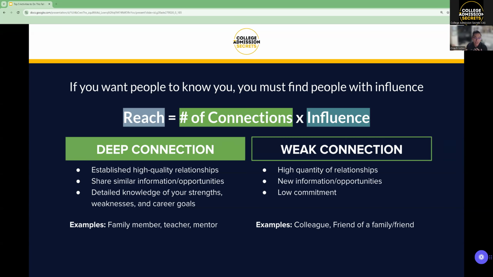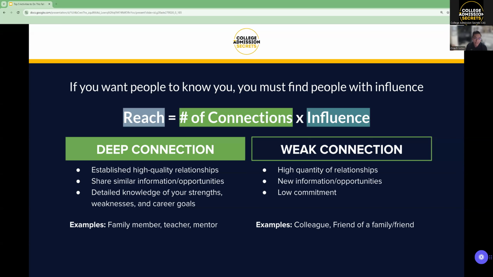So for reach, when it comes to connections, there are two types: the deep connection and the weak connection. Deep connections are those that are highly established, high quality, and share similar information and opportunities. These are the people directly tied to you. These are maybe your family members, your teachers, your students, your peers. These are the people that you already know right now who have a deep connection with you.